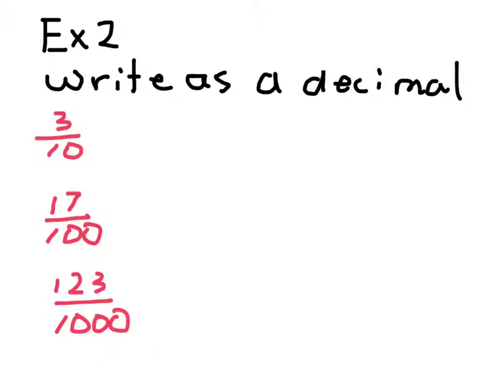All right, let's take a look at example 2. Here we have a fraction, and they want us to write it as a decimal now. So now we're going backwards. Let's take a look at the first one, 3/10. Let's see, 3/10. The top number is in the tenths place. So I write it as 0.3.